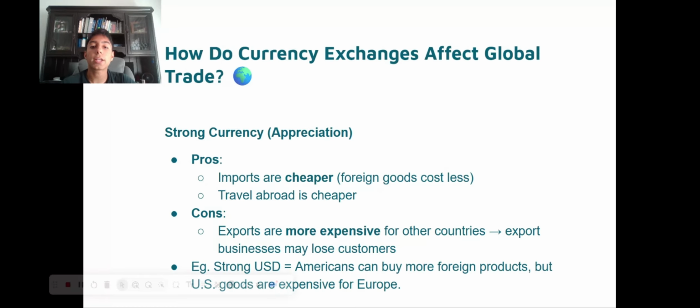The cons are exported goods become more expensive for other countries, which means that export companies may lose international customers. If the US dollar is strong, Americans can buy more foreign goods. It's great for consumers. But US brands like Nike or Ford may lose overseas customers because their products cost more abroad.